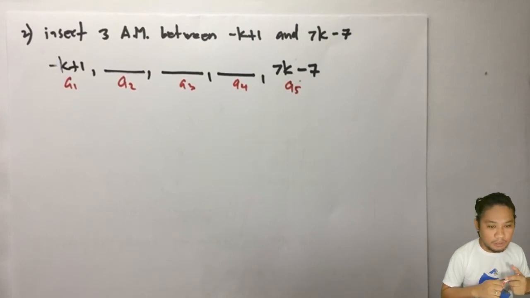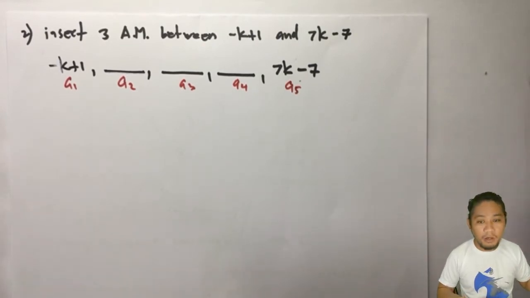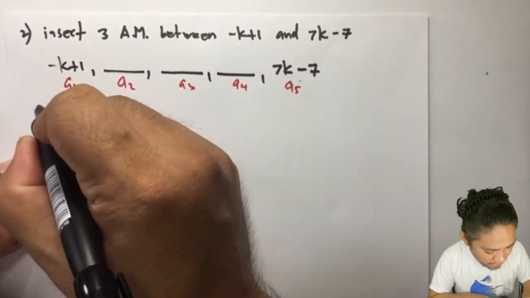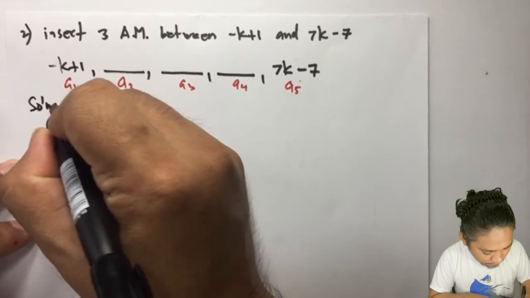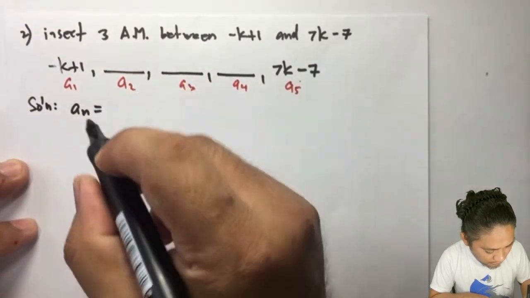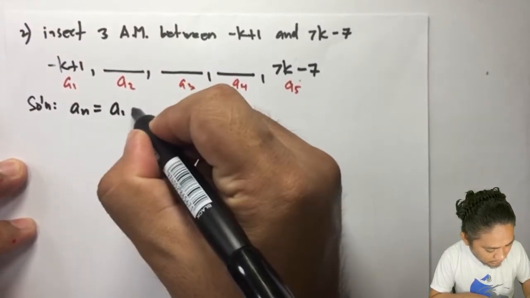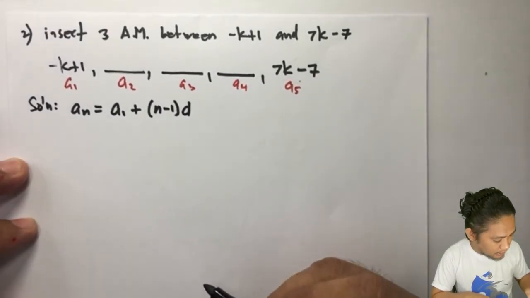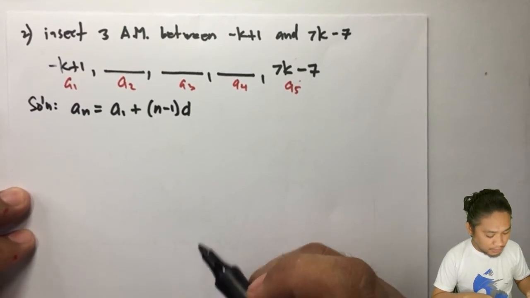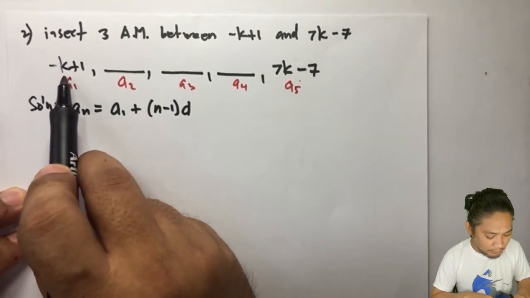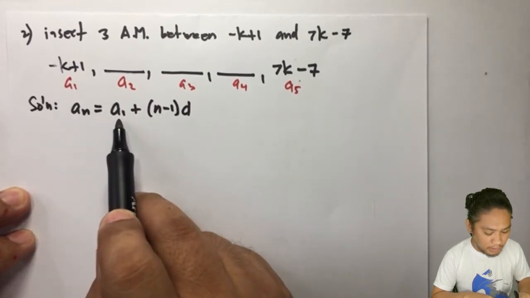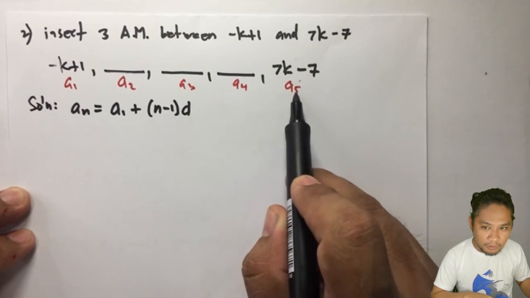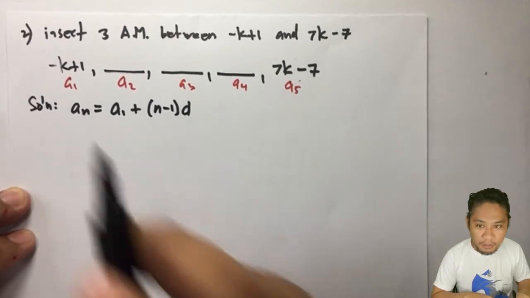It turned out that that is actually the fifth term of the sequence. So still following the same concept and using the same formula, we use the formula a sub n equals first term plus n minus 1 times the d. As you can see, we will be using the first term, negative k plus 1, for the a sub 1 here, and we are going to use the 7k minus 7, which is actually the fifth term for our a sub n in the formula.